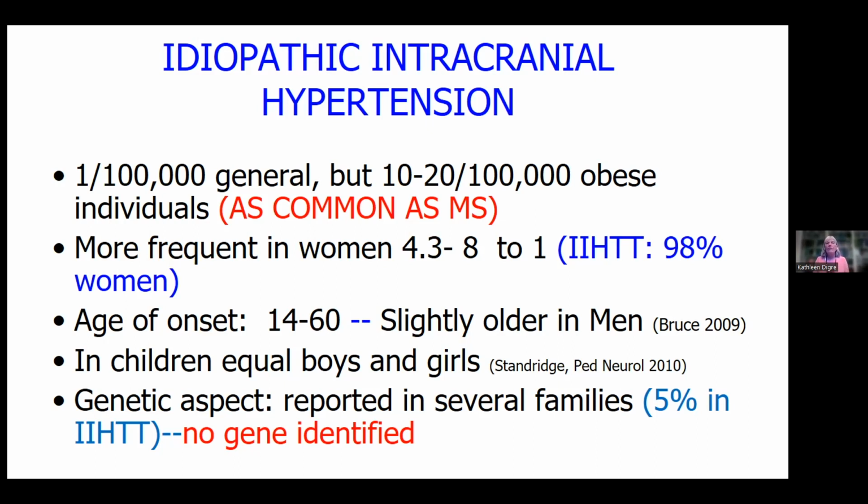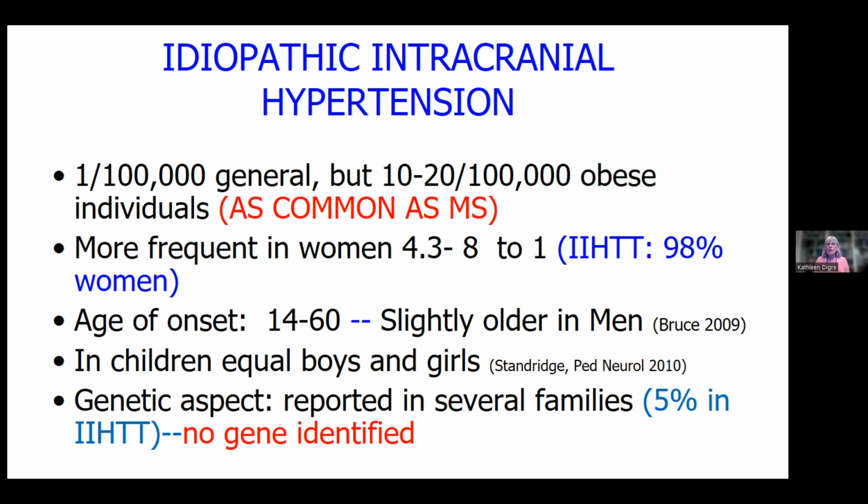It's definitely more frequent in women, 4.3 to 8 to 1, meaning that women are almost 8 times more likely to have this disorder than men. And when we did a big trial called the Idiopathic Intracranial Hypertension Treatment Trial, IIHTT, we found that almost everybody who was entered into that trial was a woman. The age range is usually 14 to 60. It can be older in men. And in children, let's say less than 16, the boys and girls are about equal.